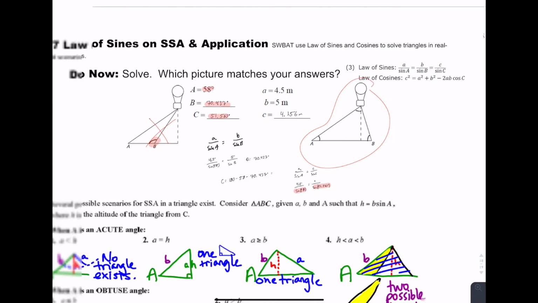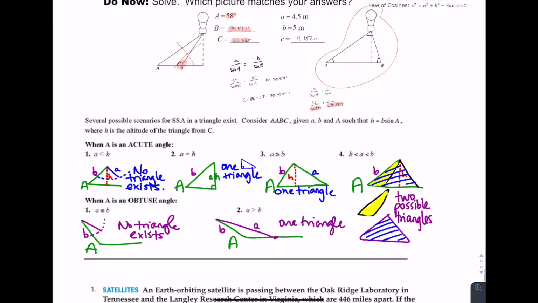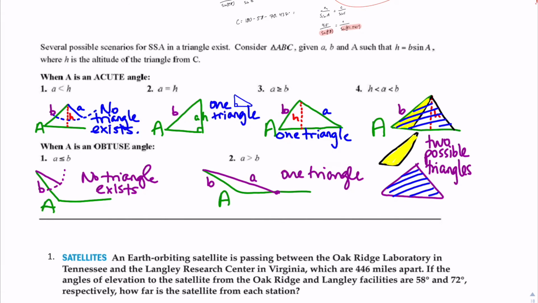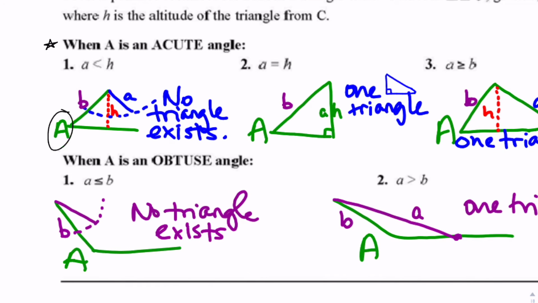All right, so now let's go ahead and talk about some possible scenarios, and let me explain what they each mean. So when A is an acute angle, as you can see right here, A is an acute angle.